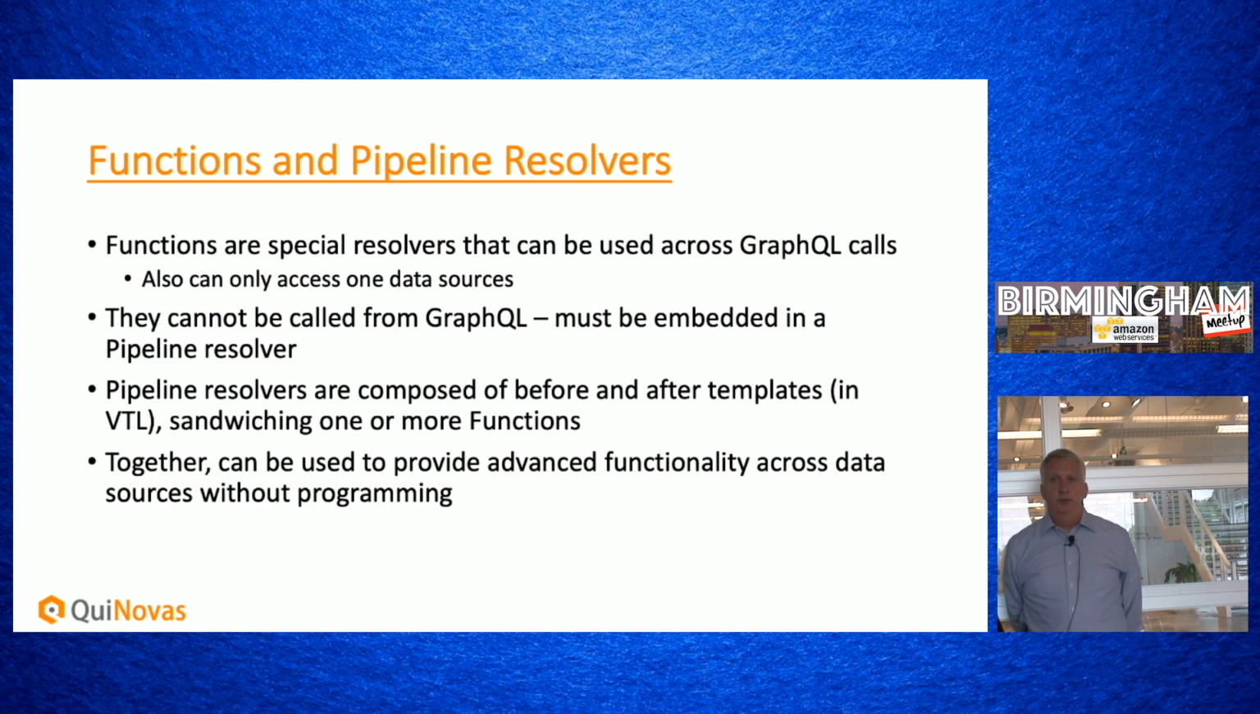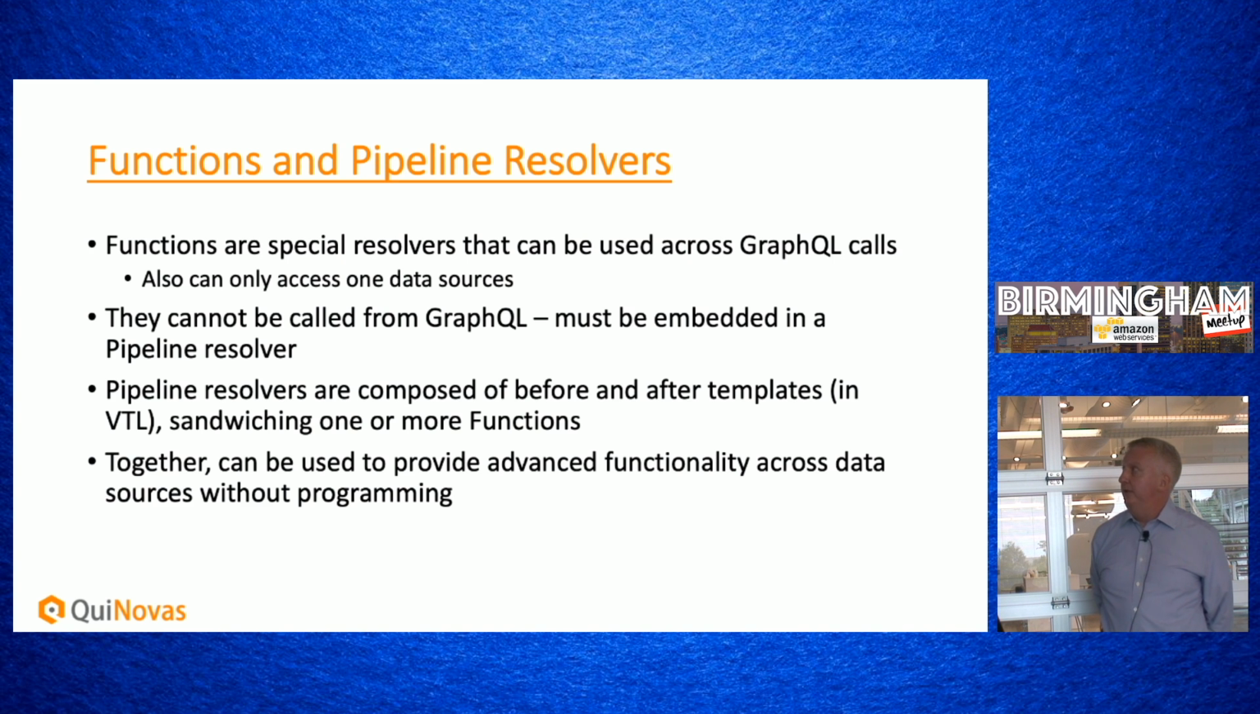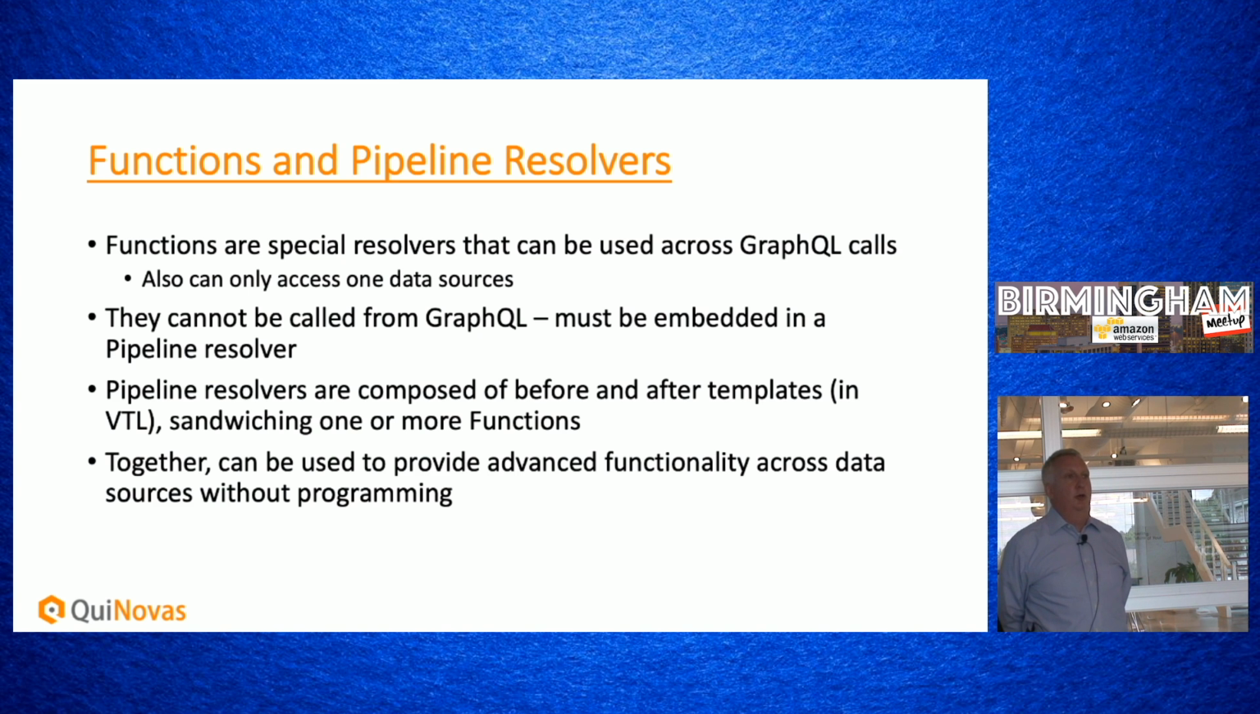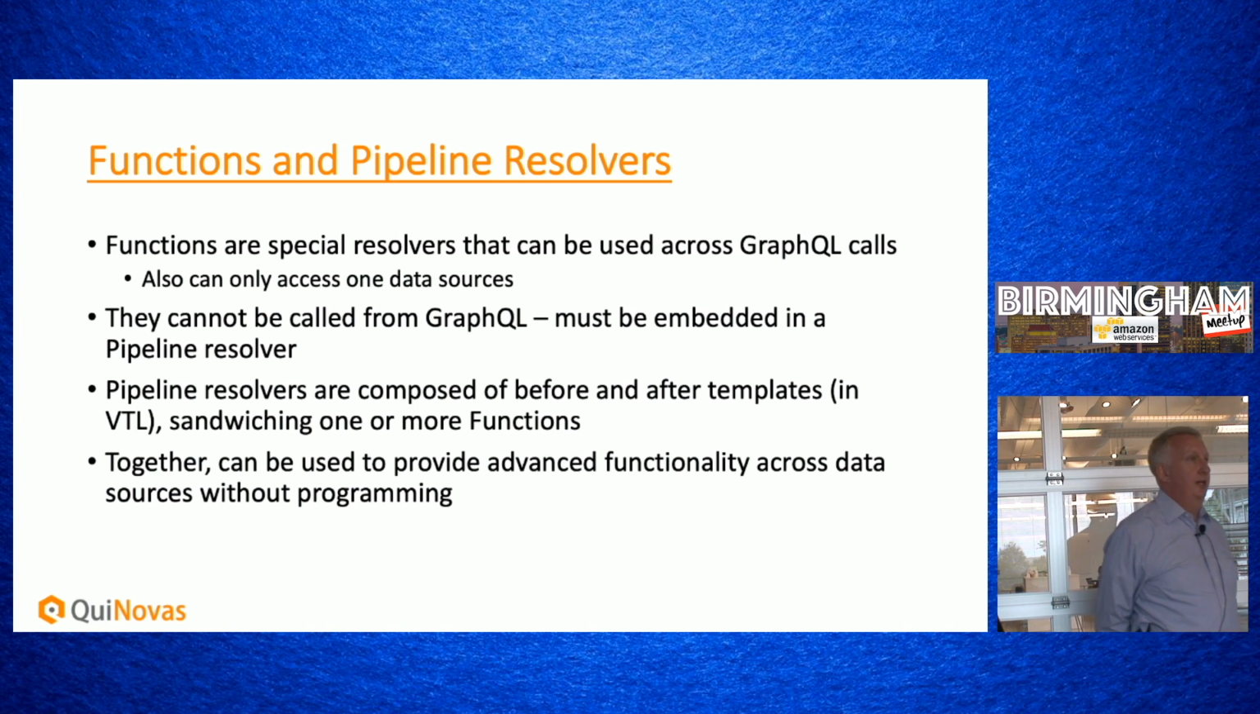Functions and pipeline resolvers, we've already talked about these a little bit. Functions are specialized resolvers that can only be called from other resolvers. They allow you to build custom reusable code inside of your AppSync implementation and then chain those together in pipeline resolvers. Pipeline resolvers look exactly like regular standard resolvers, except their front and back templates are called, let me see, I think they're called before and after, and then you specify which functions in the order that they run internally.